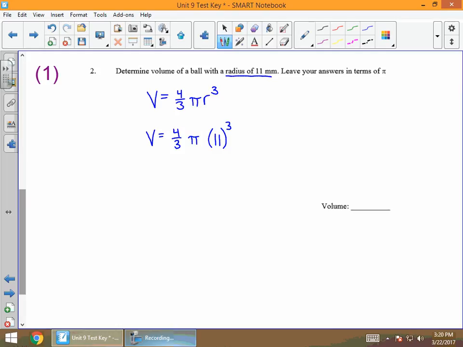All right, same kind of thing, 11 cubed times 4/3. I'll round that to the nearest decimal point. That rounds to 1,774.7, and then pi. And my label here is millimeters, so millimeters cubed, or cubic millimeters. And that's it for page 2.